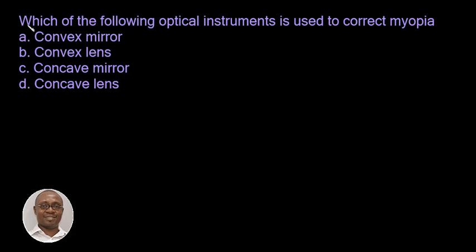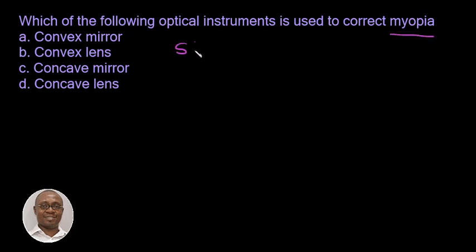Let us take a look at this JAMB Physics 2017, which goes thus. Which of the following optical instruments is used to correct myopia? We're given 4 of these instruments, okay? But first, let us understand this concept, myopia.